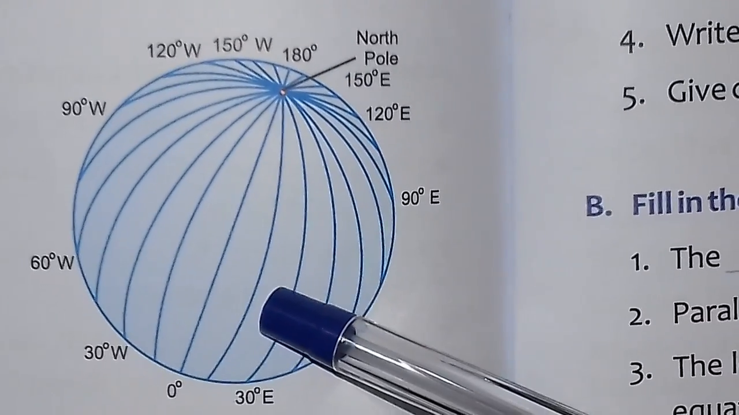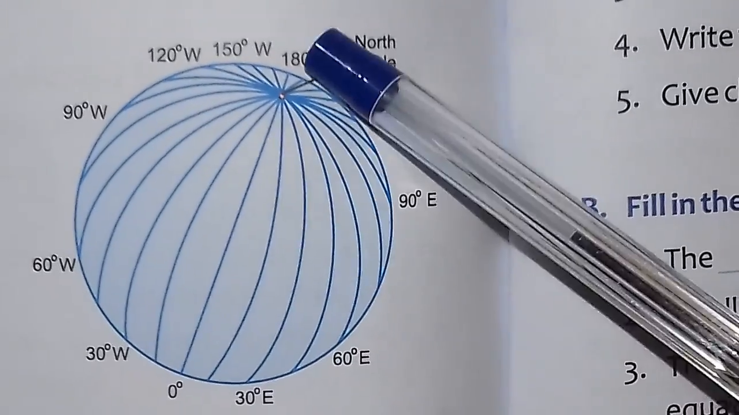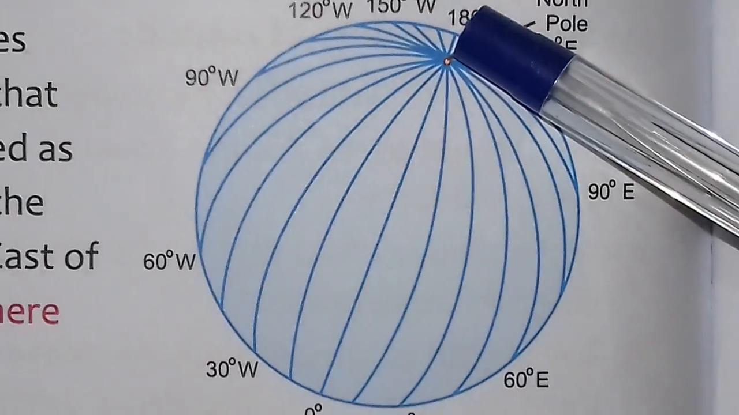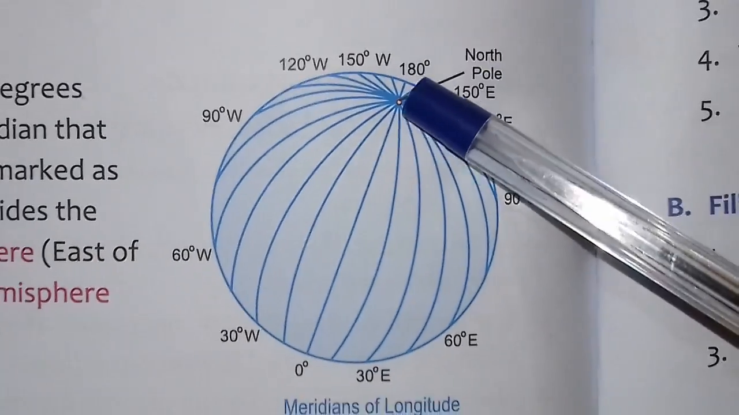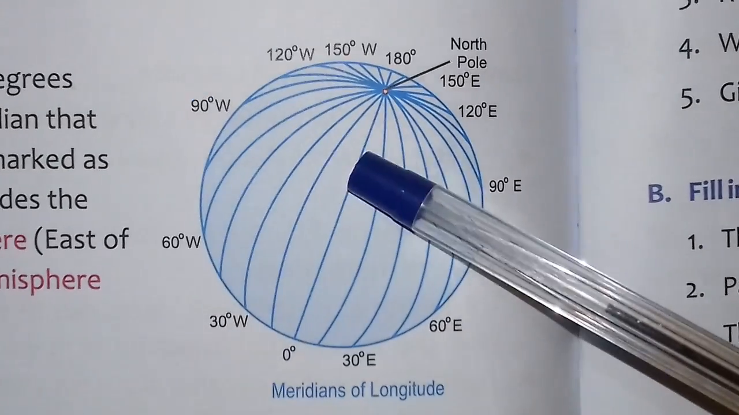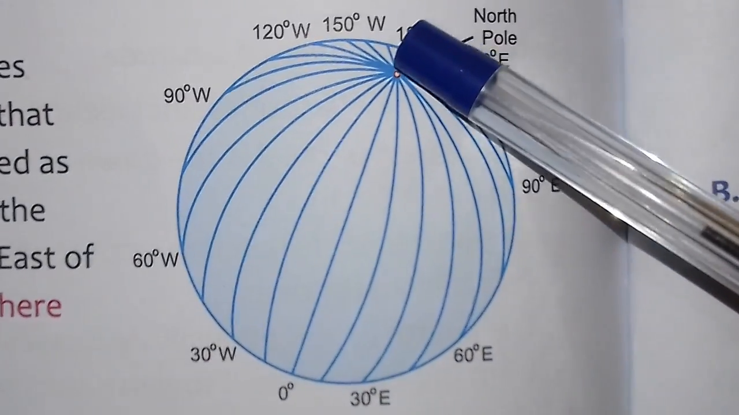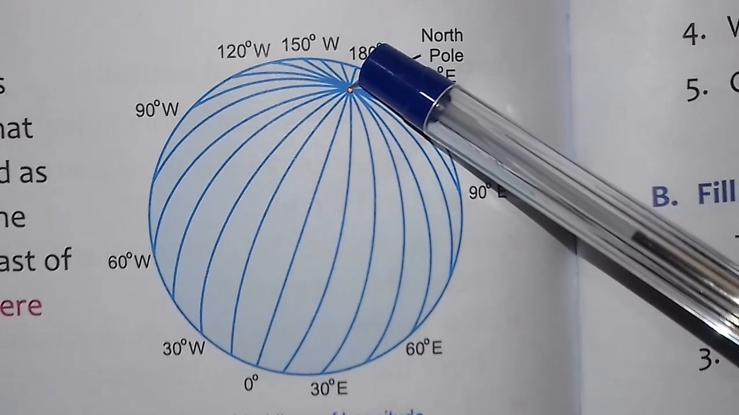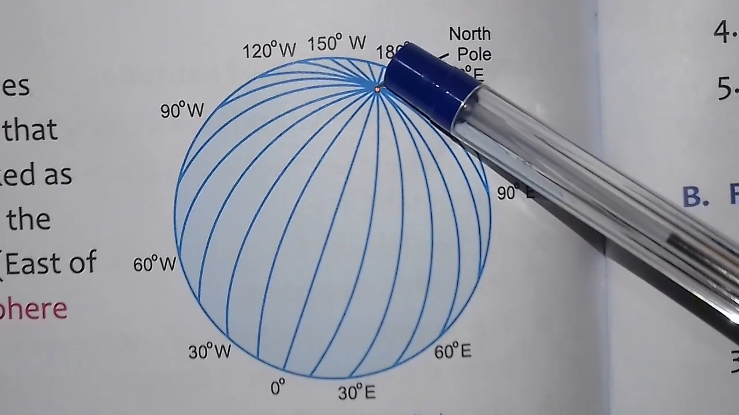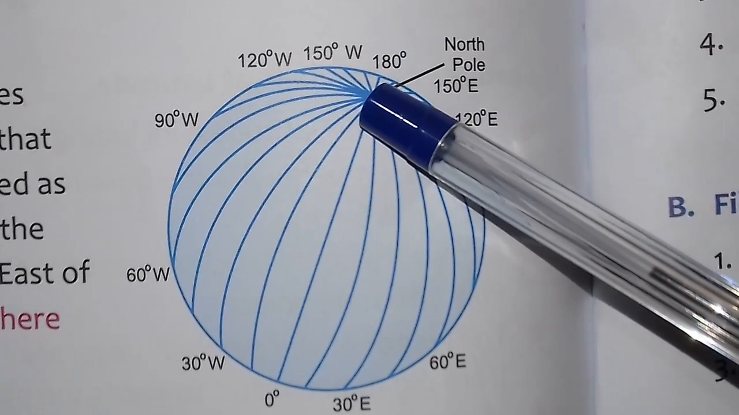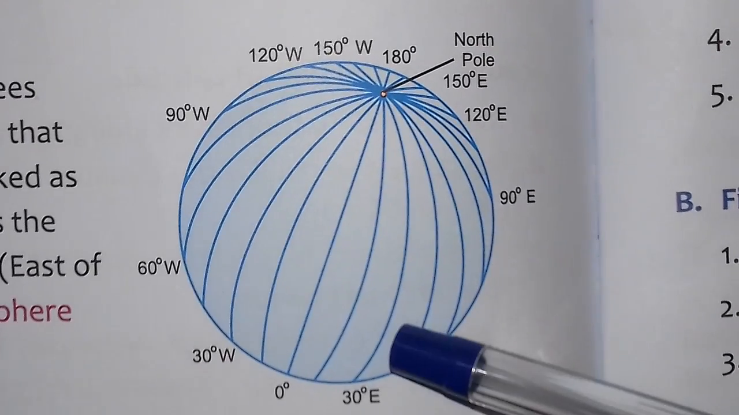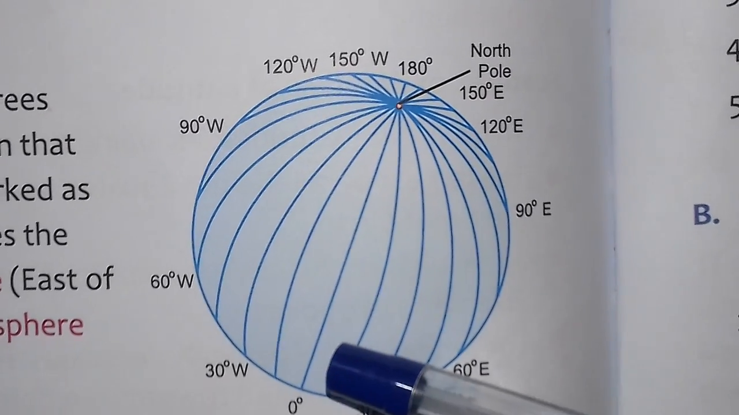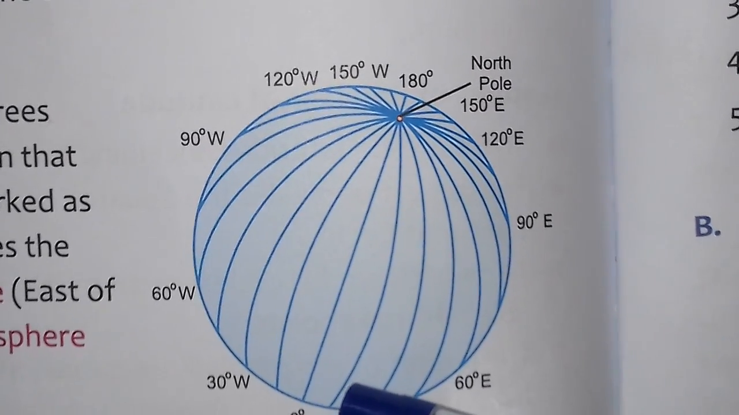The meridian of 180 degree east and west is the same line. You can see here, just opposite the 0 degree, 180 degree east and west meet here. It is called the international date line. It marks the difference of dates between the eastern and western hemisphere. The date in the eastern hemisphere is 1 day ahead of the date in the western hemisphere.